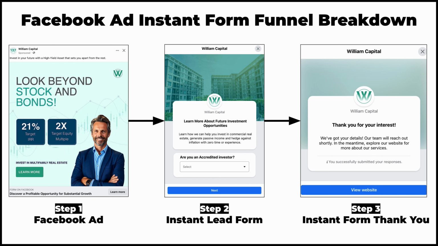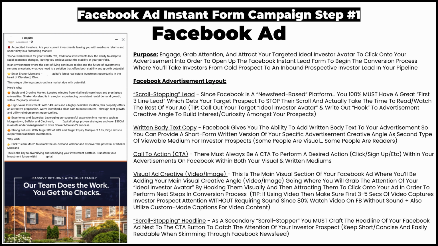So here is essentially how the instant form funnel breaks down. So you have step number one, which is going to be the Facebook ad. They click the Facebook ad, and then it pops up an instant lead form where they're going to type in their contact information and also answer any of your qualification questions, such as, are you an accredited investor, to instantly qualify them up front. And then they move to the instant form thank you page where they basically just give them confirmation that their information was typed in. And then also there's a button at the bottom so they can go to your website, or you can provide them any other form of value that you'd like. So now let's just go into each and every step here.